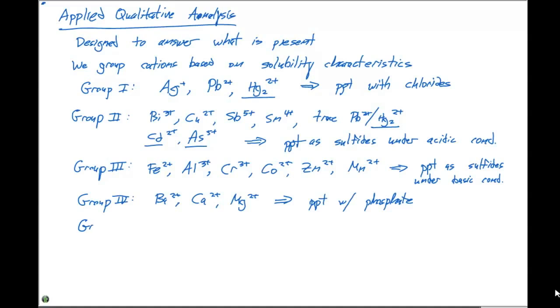And lastly, in group 5, we have sodium plus, potassium plus, and NH4 plus. This is the soluble group. And it's really, really tough to precipitate these ions out in solution. So what we have to use is something called a flame test. And that will allow us to identify whether those 3 ions are either present or absent.